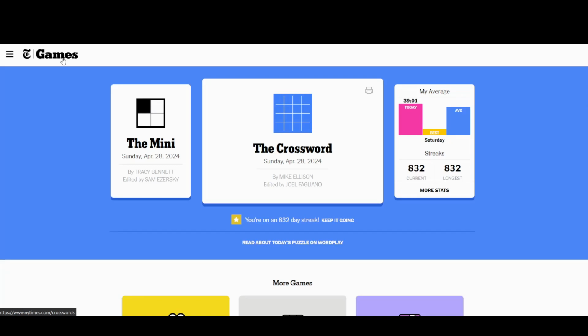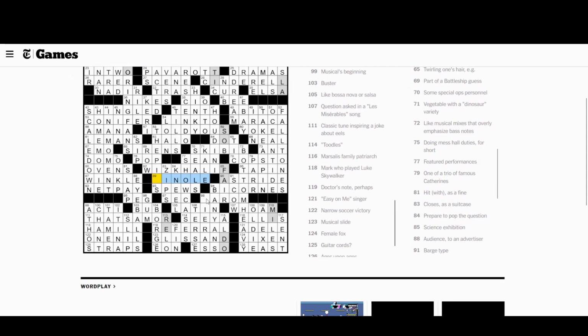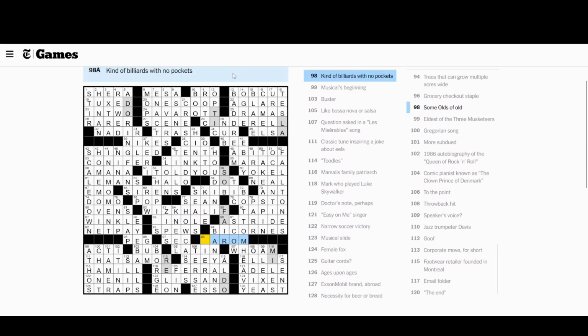Let's take a look. Oh, it hasn't. Now it has. Oh, okay. I see what happened. The puzzle wasn't complete. It didn't skip to the next unfinished clue because we never put this. Now, kind of billiards with no pockets. I mean, carom? I know carom is a thing that happens in that kind of sport, but I don't... Yeah, let's put that.